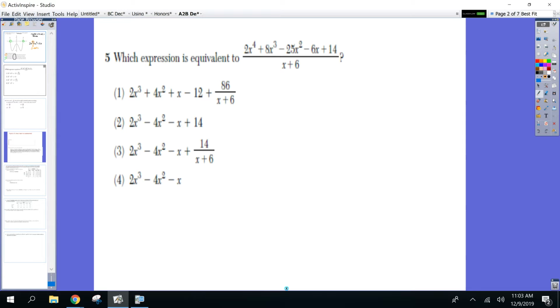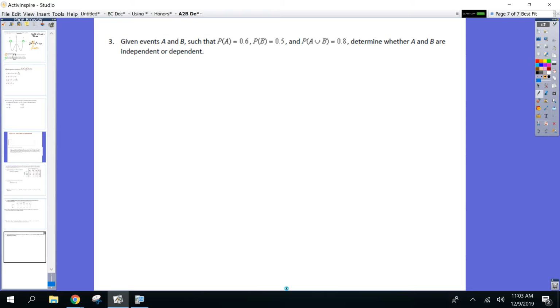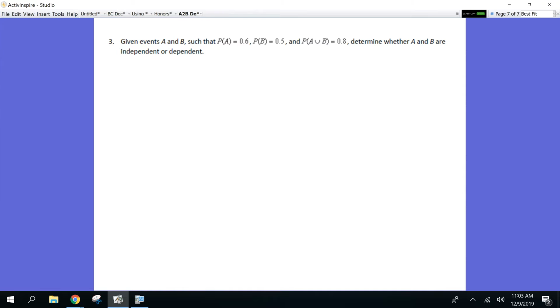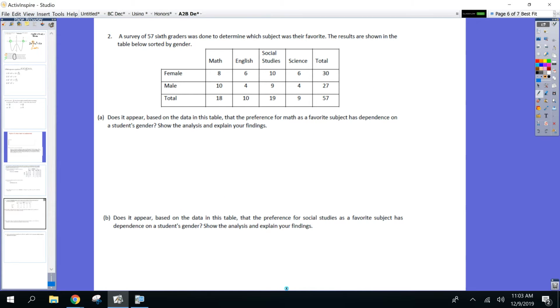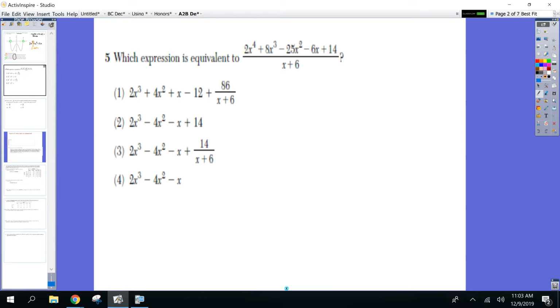Which one's equal to that one? I always open it up to you guys, anywhere you think you want to start. Where do you want to start on this one? You're taking that whole top one and dividing it by x plus 6. Ashley, go ahead. It's just thoughts. Even if it's wrong, who cares? You're taking a shot. Okay, I could do long division.